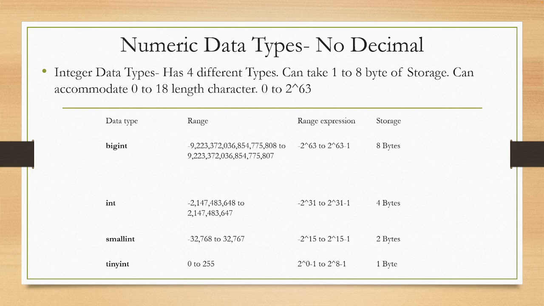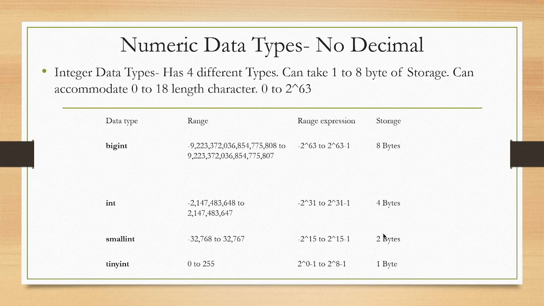The next numerical data type is integer. Integer means it does not have any decimal places. Under the integer data types, there are 4 different types, and they can take anywhere from 1 to 8 bytes of storage. In terms of the length of the number, it can have anywhere from 0 to 18 digits. Let's start with the smallest one from the bottom.